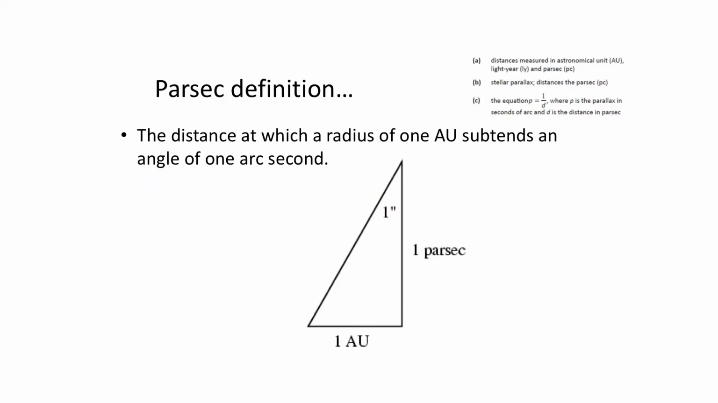So our definition of a parsec is the distance at which a radius of 1 AU subtends an angle of 1 arc second. So here we now have an angle of 1 arc second. We've then got a distance of 1 parsec, and we've got a distance of 1 AU.